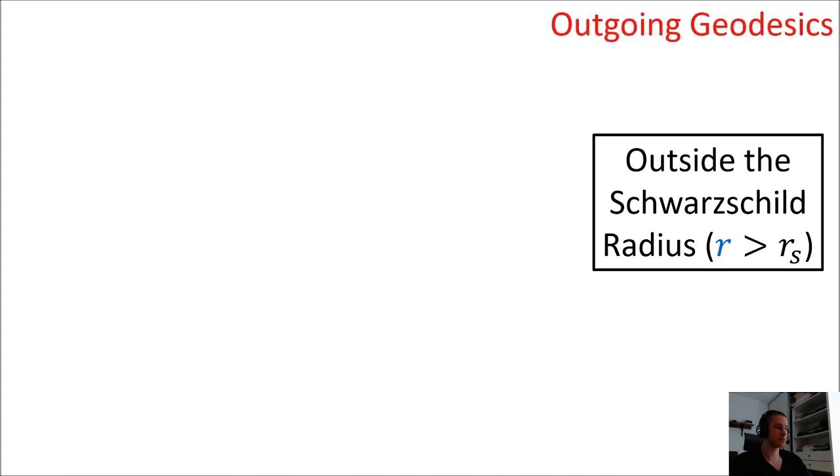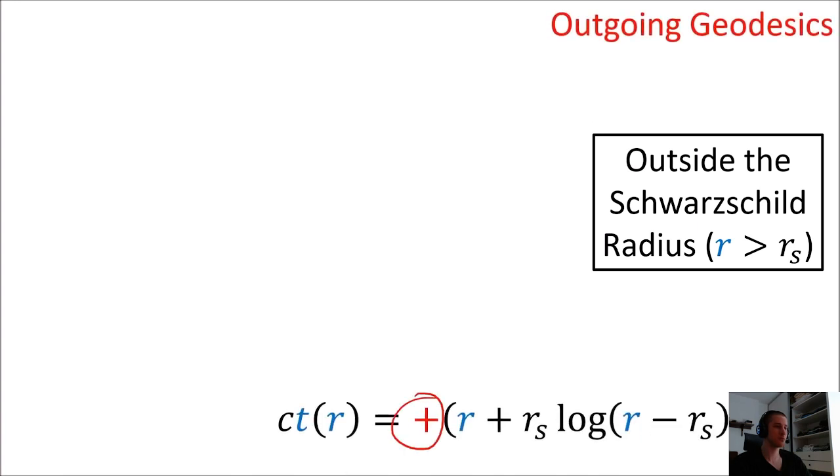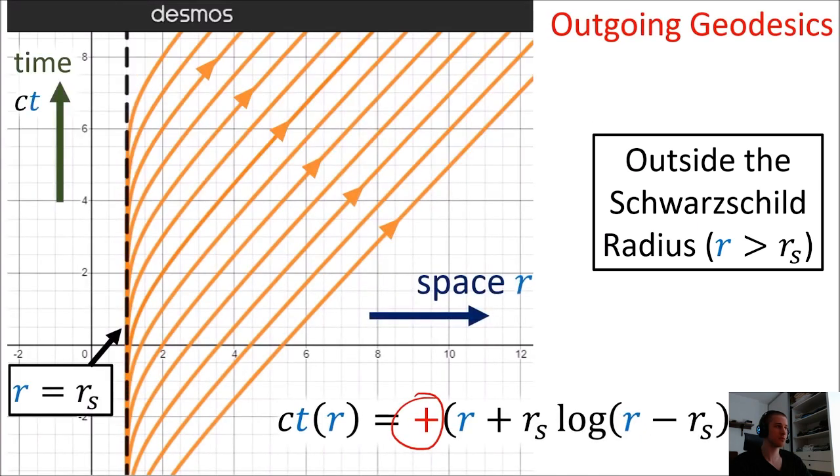The reverse is true for outgoing light beams, which correspond to the plus sign in our solutions. According to an outside observer, light beams near the Schwarzschild radius appear nearly stuck in place due to time dilation, but eventually they escape and return to their expected trajectory when spacetime becomes flat again.